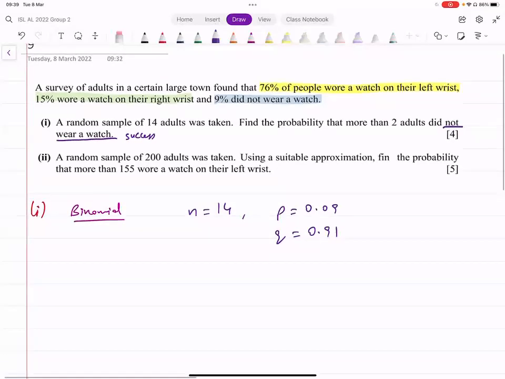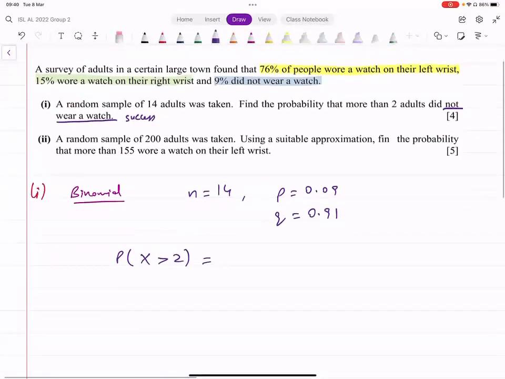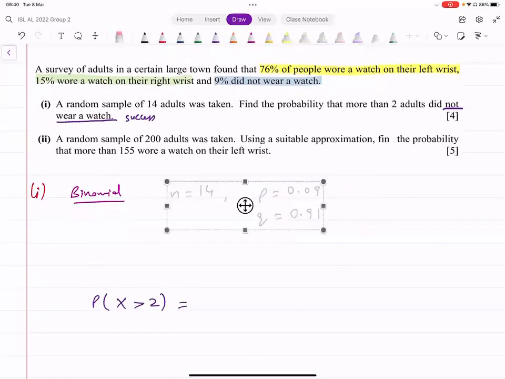We have to find the probability that more than 2 adults did not wear a watch. So we're looking for a probability of x greater than 2. ये हमें figure out करना है. ठीक है? How do you figure this out? क्या करें? अच्छा. So probability of x greater than 2, ये हमें figure out करनी है. This is binomial distribution, right? Binomial में क्या करते हैं? आपको individually सारी probabilities find करनी पड़ती हैं. ठीक है? अब x greater than 2 का क्या मतलब है?